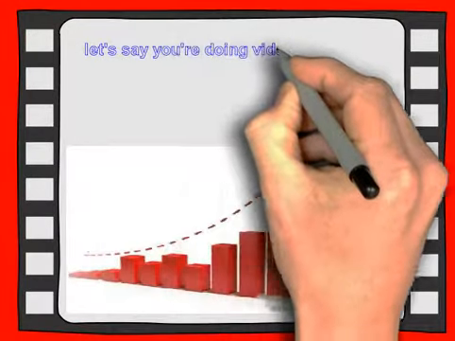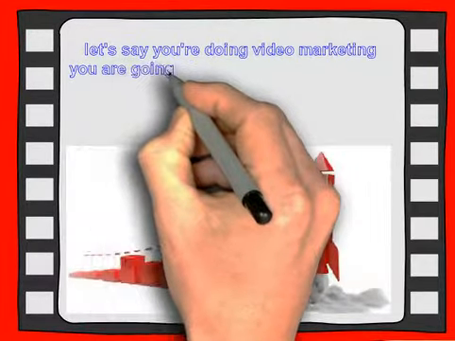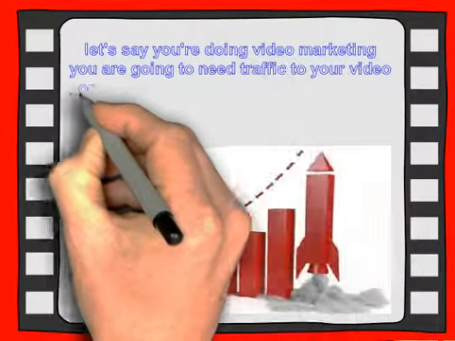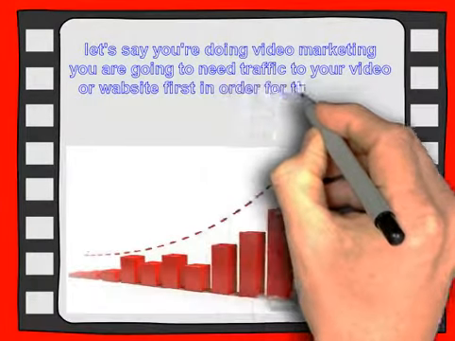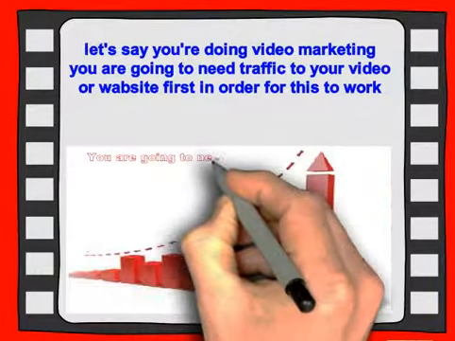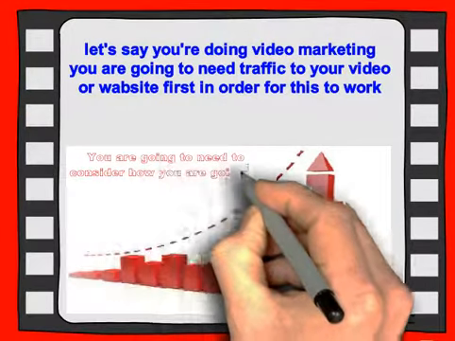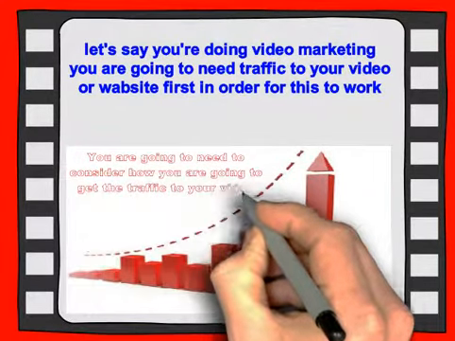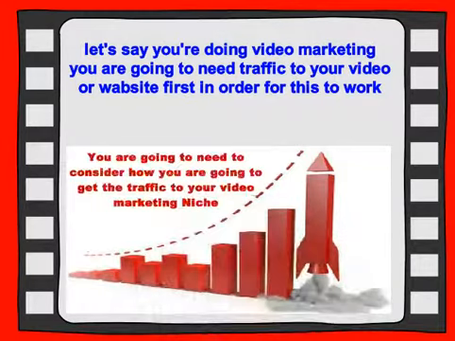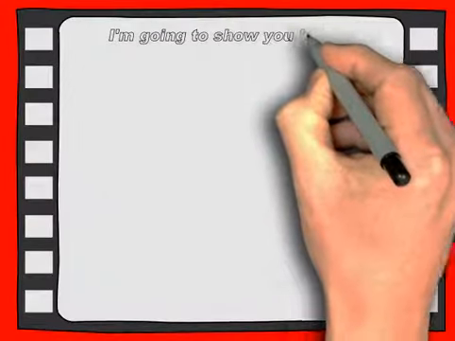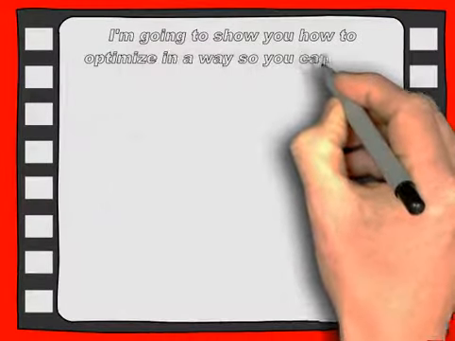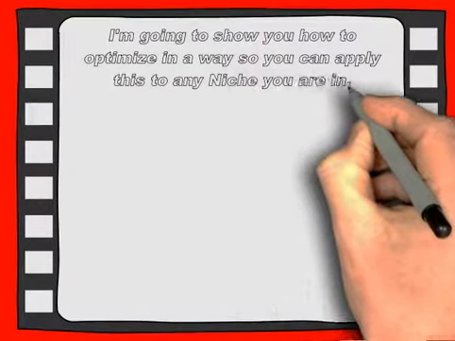Let's say you're doing video marketing. You are going to need traffic to your video or website first in order for this to work. You are going to need to consider how you are going to get the traffic to your video marketing niche. I'm going to show you how to optimize in a way so you can apply this to any niche you are in.